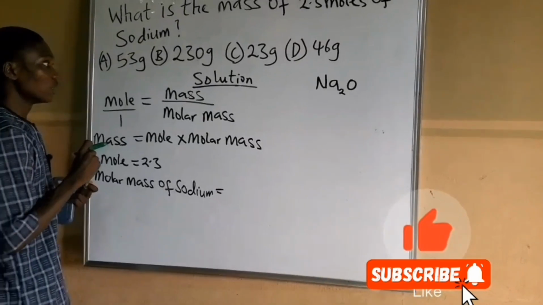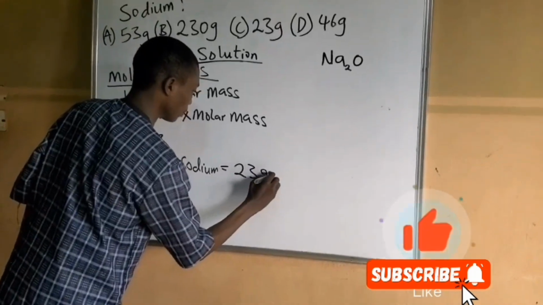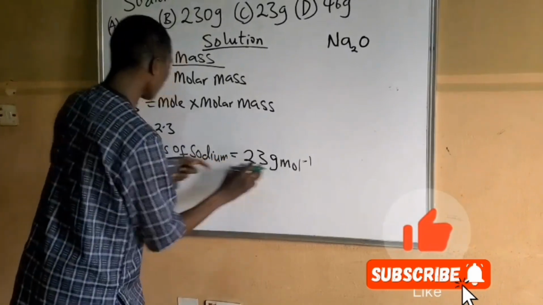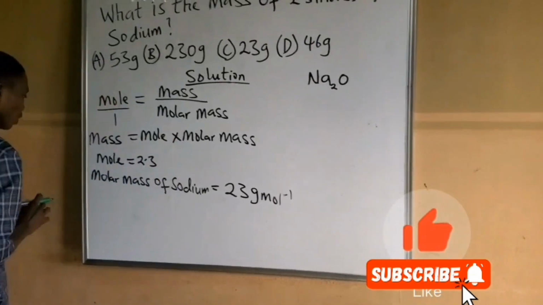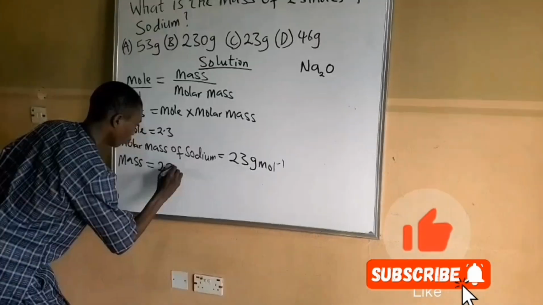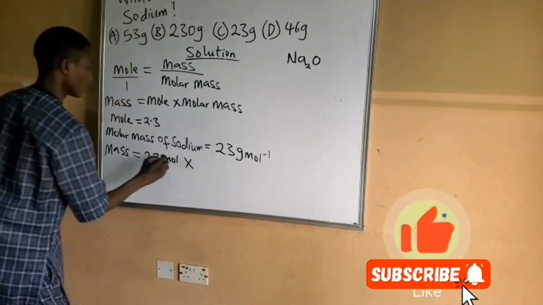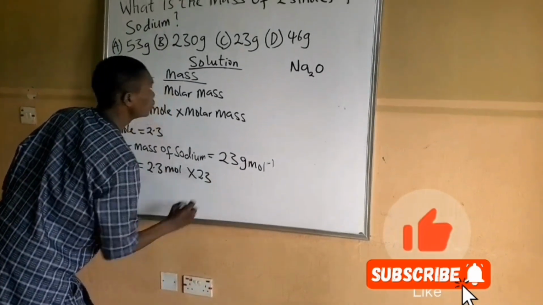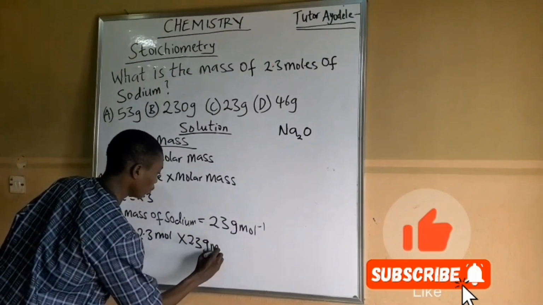And what is the mass number of sodium? The mass number is 23. 23 gram per mole. Then since we have gotten our mass number of sodium to be this and mole to be this, let's substitute it into this formula. We have mass equals mole, which is 2.3 moles, times the molar mass, which is 23 gram per mole.